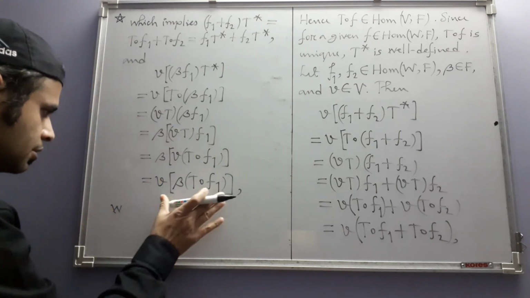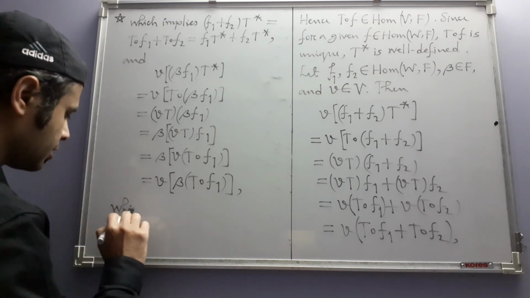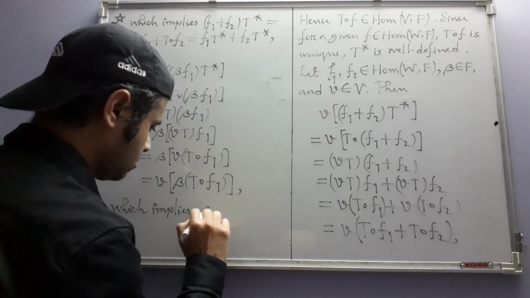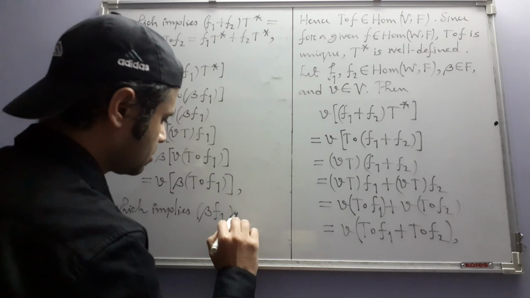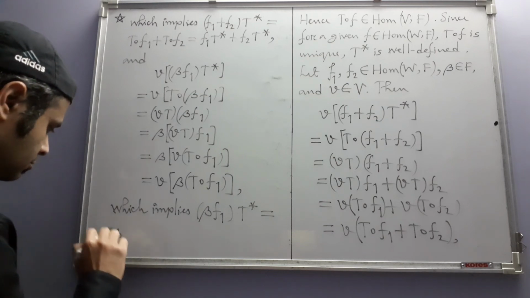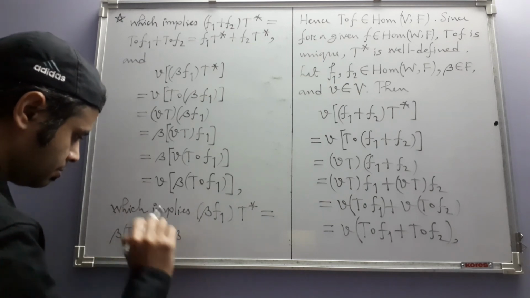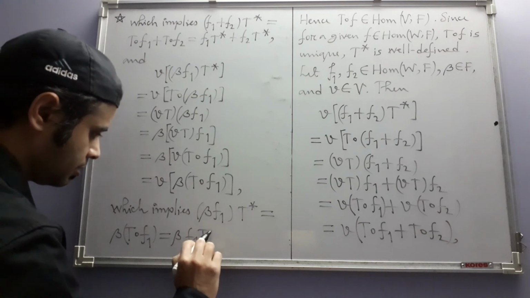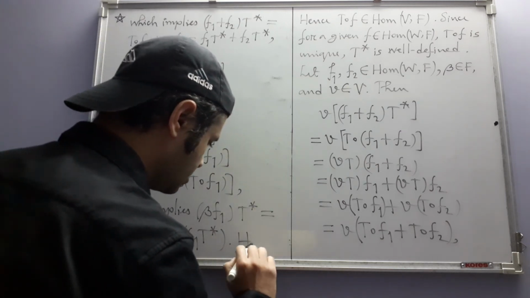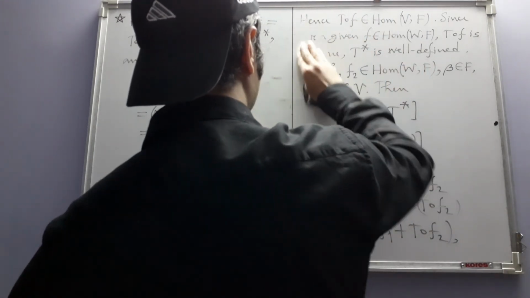which implies, since these two functions have the same effect on any vector v in capital V, the functions are identical. Beta F1 T star is equal to beta T composition F1, which is beta F1 T star. Hence, we can now finally say that T star itself is a homomorphism.